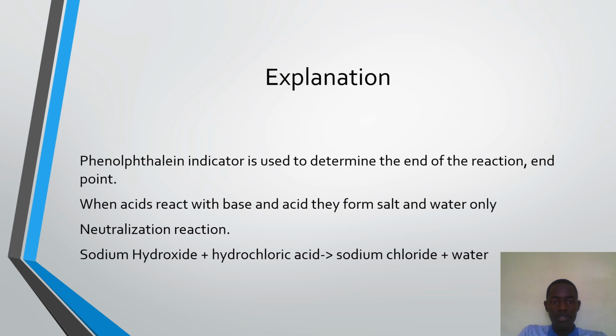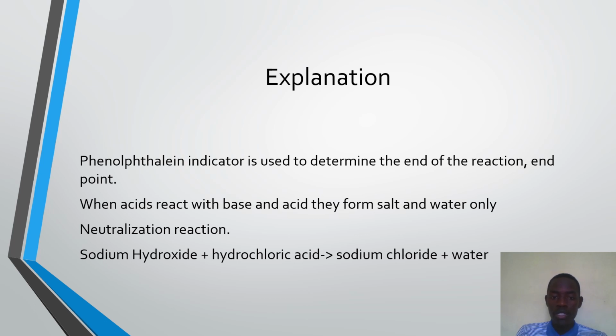From the video, we've seen how neutralization occurs. A neutralization reaction is a type of reaction where acids react with bases to produce water and salt. Now, the phenolphthalein indicator is used to determine the end of the reaction. The end of the reaction is what is called the end point. Phenolphthalein is used to determine the end point.